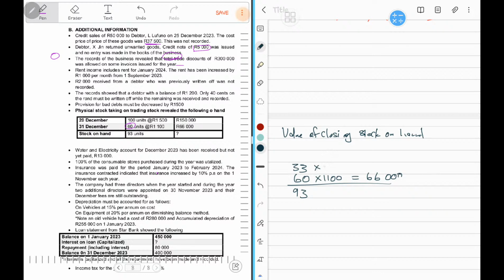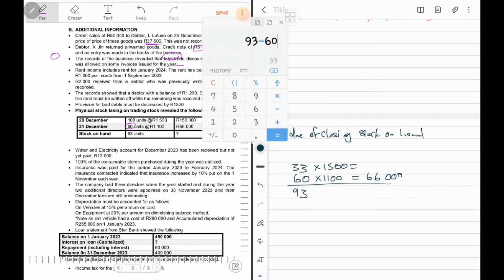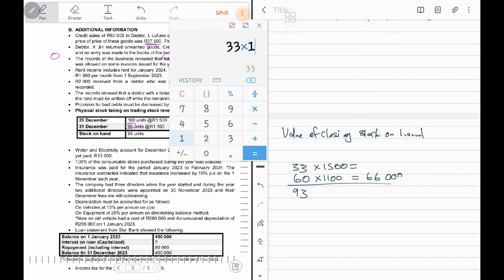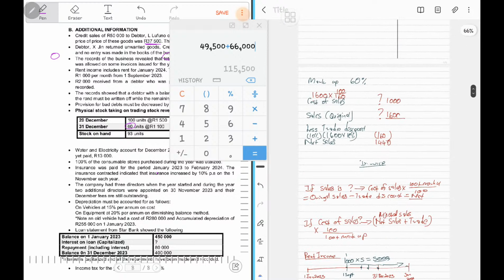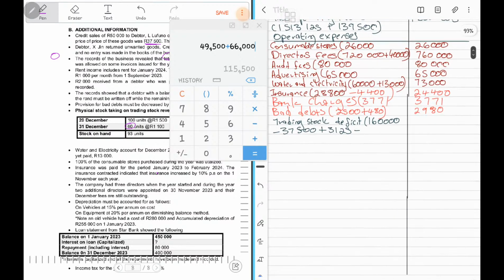Then they were each purchased for 1,500. Then that gives us how much? So we say 33 multiplied by 1,500. That gives us 49,500. Then when we add these two together, 49,500 plus 66,000, that gives us 115,500. So this is the what? This is the value of the closing stock on hand. So we're going to come here and say subtract 115,500.